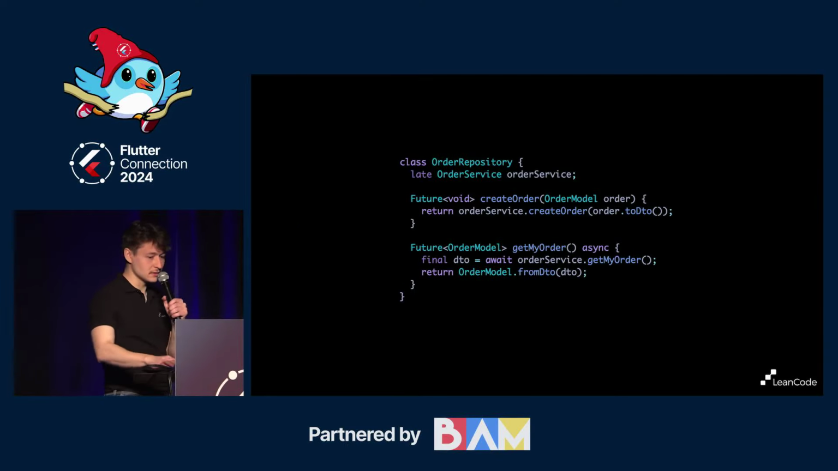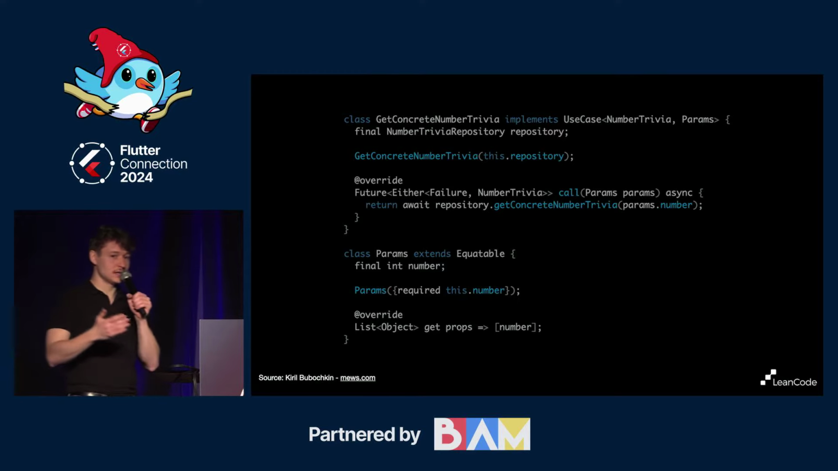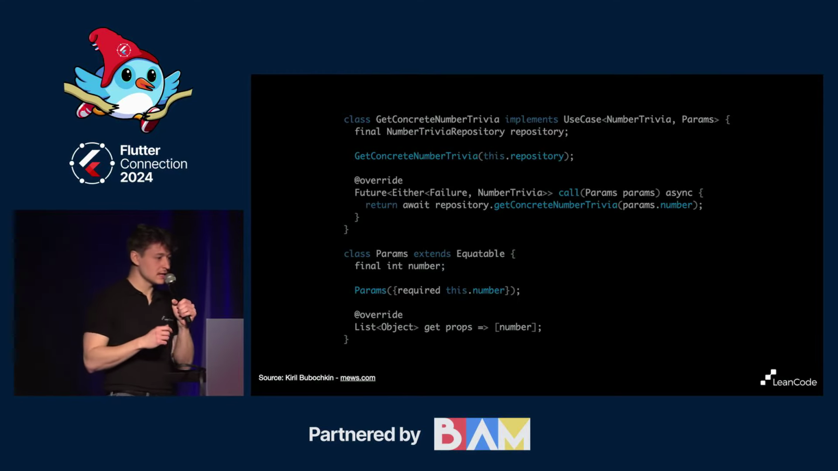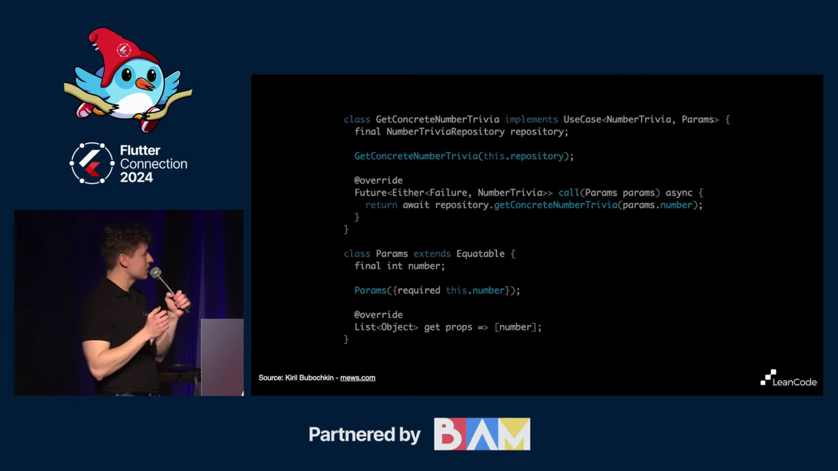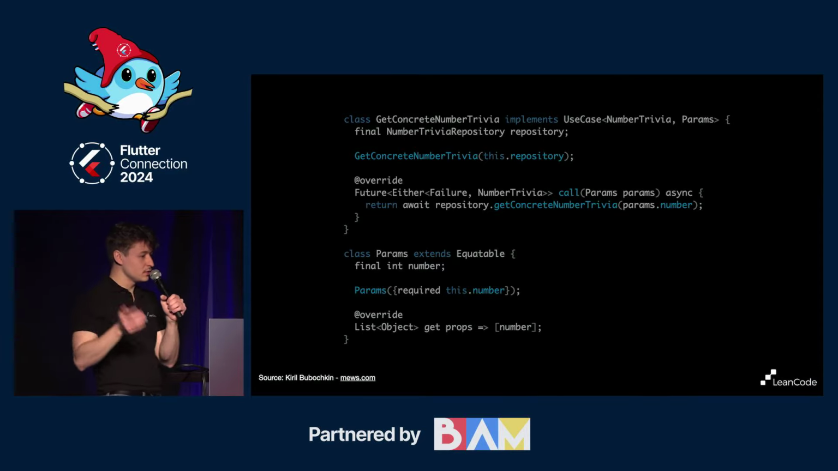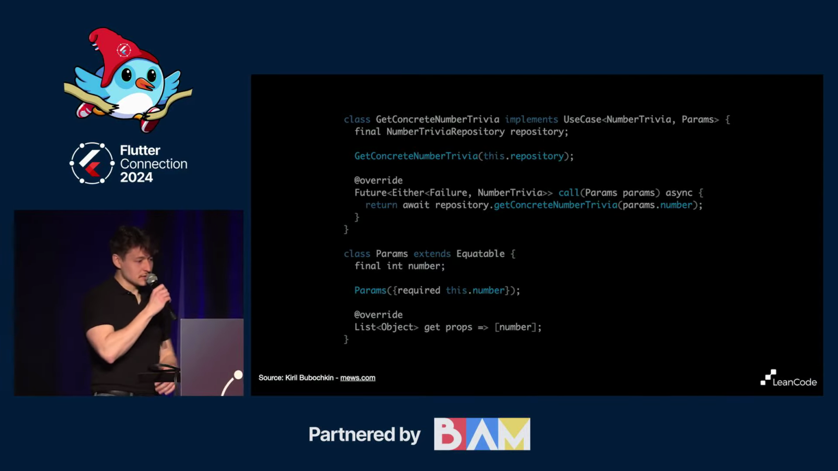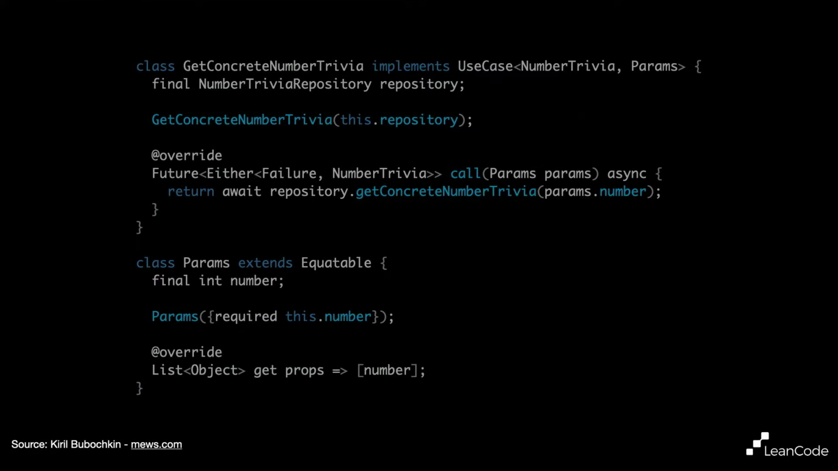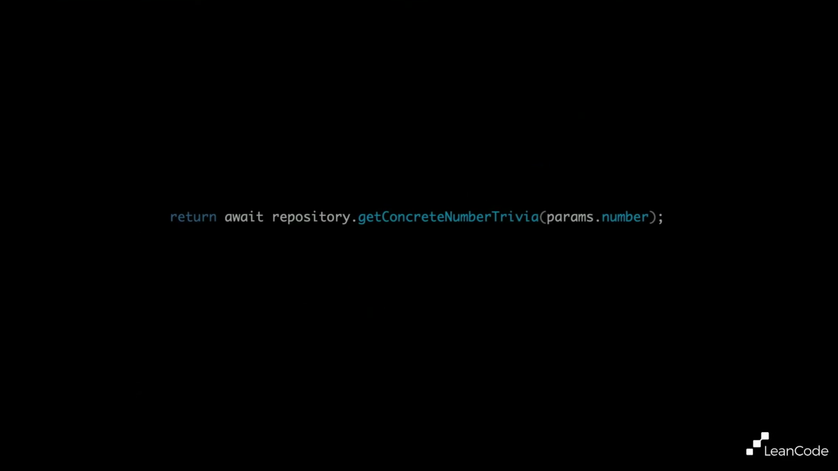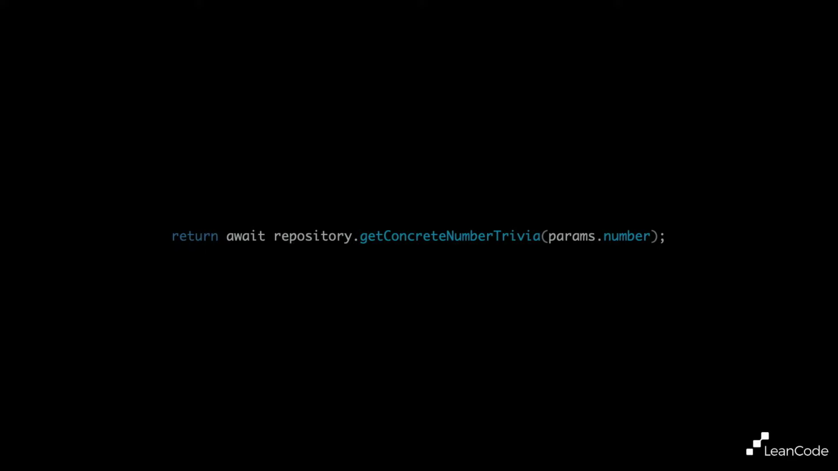So as you can see in here, I took an example from Kirill Bubochkin's article that's really nice about architecture in Flutter. And here you can see some use case, a lot of abstract stuff, a lot of types around. And actually, when you look at it, what you actually want to execute is just this line. You just want to execute one function and give an integer as a parameter. So just do that. Probably in 99% of cases, you just want to do that.